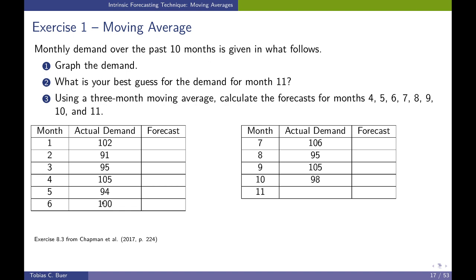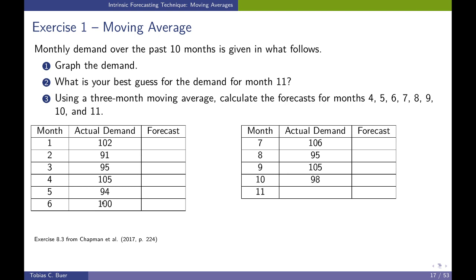What I also would like you to do is try to prepare a guess for the demand of month 11. You see, there is some kind of pattern in the demand. Months 1, 4, 6, 7, it's somehow always high demand followed by a low demand, and we can try to use this to include it in our forecast.